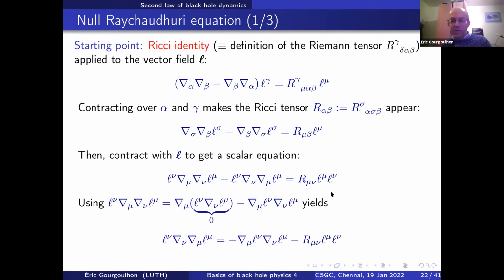Now I may use some property of the vector L. First of all, if you take the first term here, thanks to the Leibniz rule, you can write it like this. This is the nabla mu of this minus this, and I get this. And this term is interesting because this term is zero, because we assumed from the very beginning that L is a geodesic vector. It was rescaled so that this is identically zero. So we end up with this formula simply.